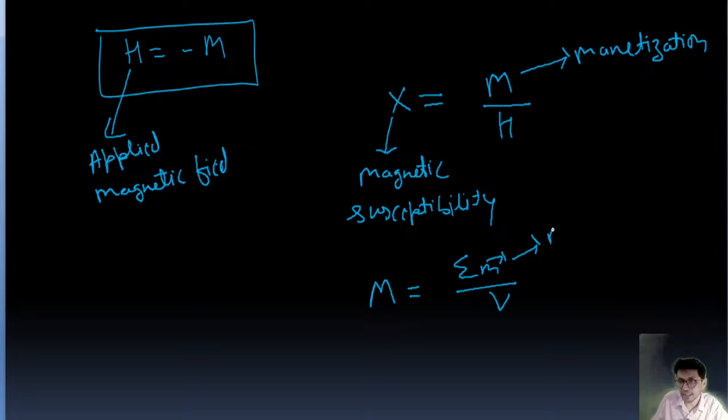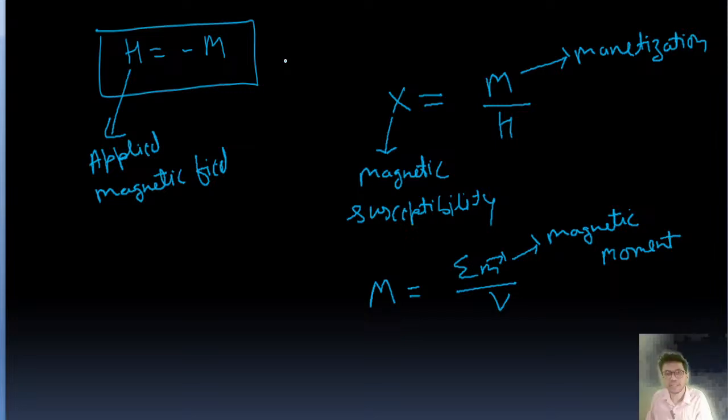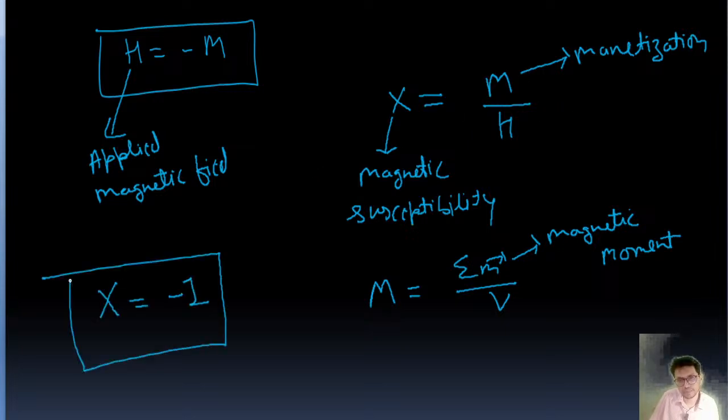This is magnetic moment. So this is an important result, guys. M is the magnetization. So H equal to minus M. This is in case of diamagnetic material. And susceptibility for diamagnetic material is going to be minus 1, right? Because H equal to minus M. So susceptibility for diamagnetic material is minus 1. Okay, this is the one.